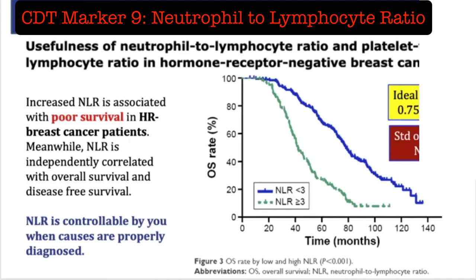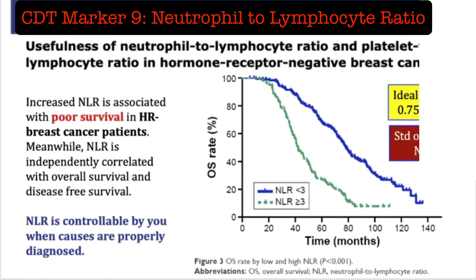Usefulness of the neutrophil to lymphocyte ratio, looking at breast cancer. So we're seeing a neutrophil to lymphocyte ratio less than 3, which is still kind of a danger zone. We want it to be below 1.5, versus the greater than 3, where we see a very significant increase in mortality. And keep in mind, you're considered cancer-free if you've survived 60 months.